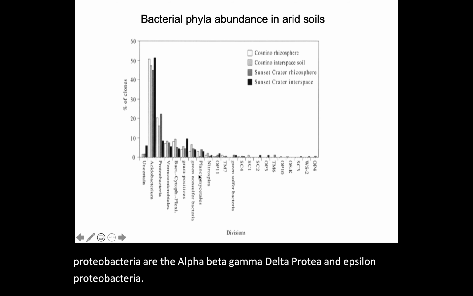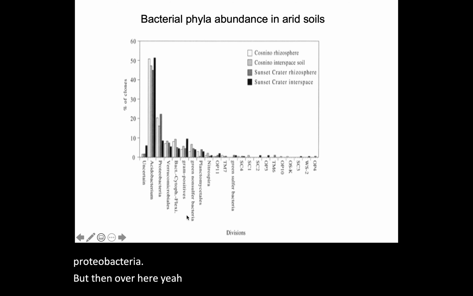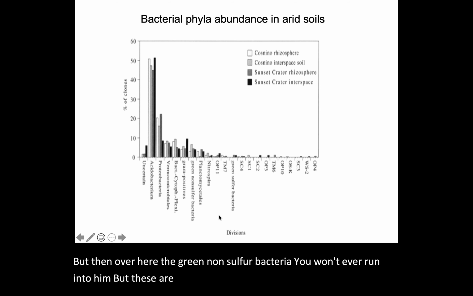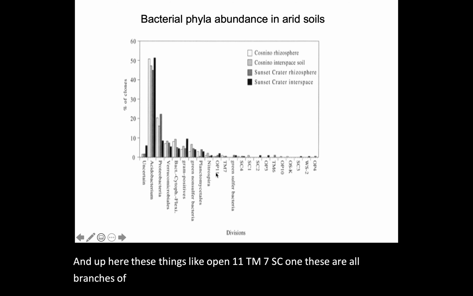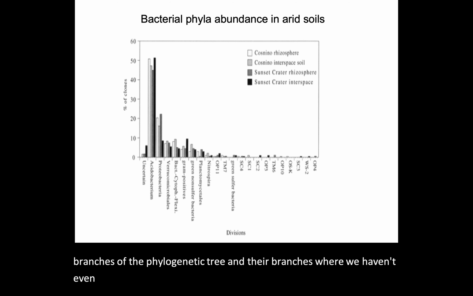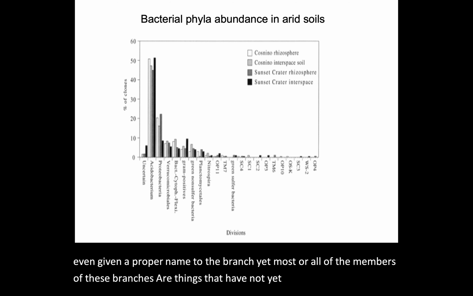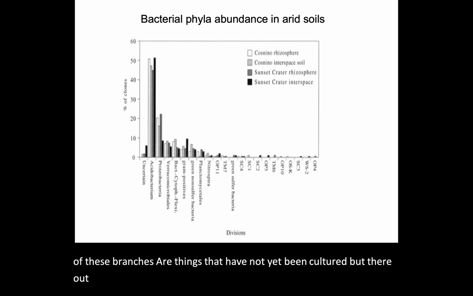But then over here, the green non-sulfur bacteria, you won't ever run into them, but these are pretty well known to environmental microbiologists. And up here, these things like OP11, TM7, SE1, these are all branches of the phylogenetic tree. And they're branches where we haven't even given a proper name to the branch yet. Most or all of the members of these branches are things that have not yet been cultured. But they're out there. They're all over the place.